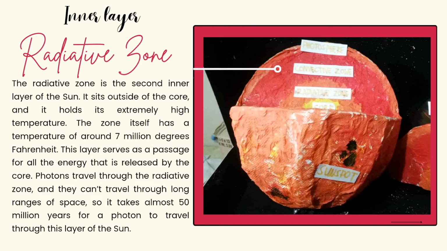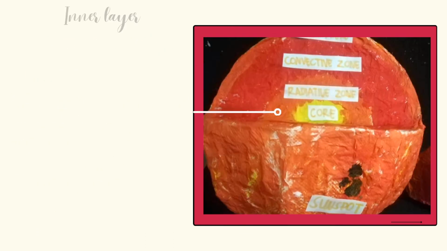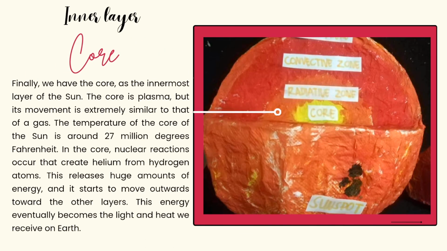This layer serves as a passage for all the energy that is released by the core. Photons travel through the radiative zone, and they can travel through long ranges of space. So, it takes almost 50 million years for a photon to travel through this layer of the sun.